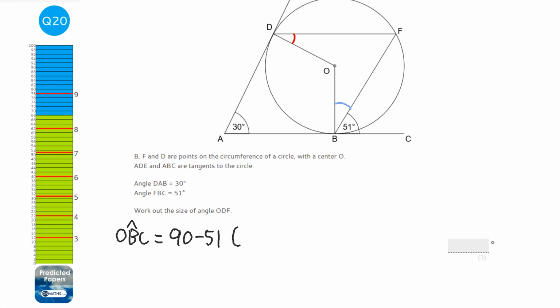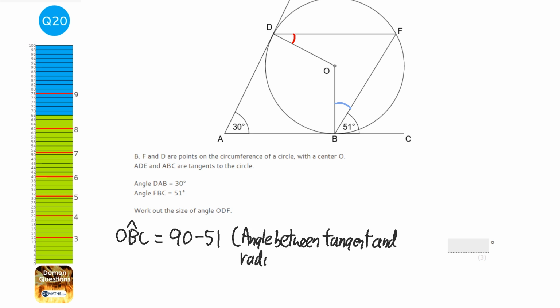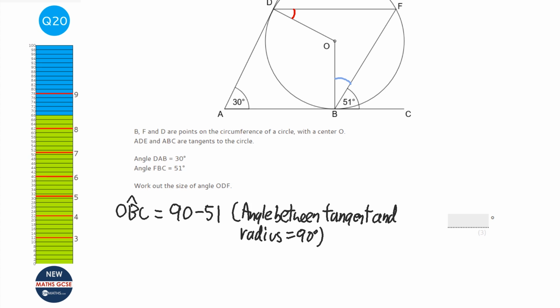And the reason is that the angle between tangent and radius is 90 degrees, and that's one of the circle theorems. So AC is a tangent, and OB, because O is the center, is a radius. So the whole thing's going to be 90. So I'm going to do 90 take away 51, which is 39 degrees. So we know that that's 39 degrees.